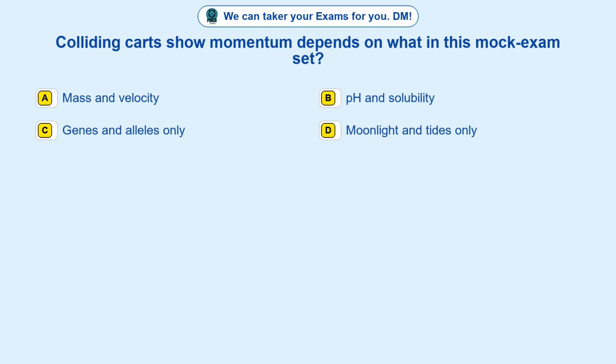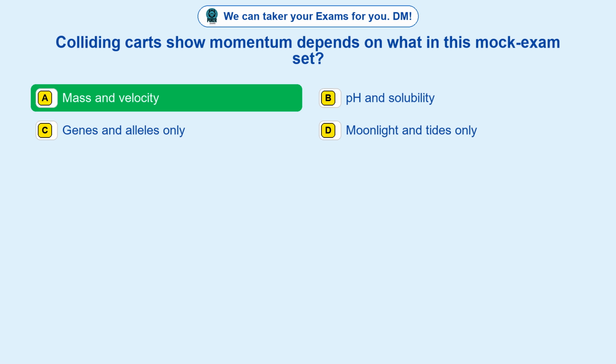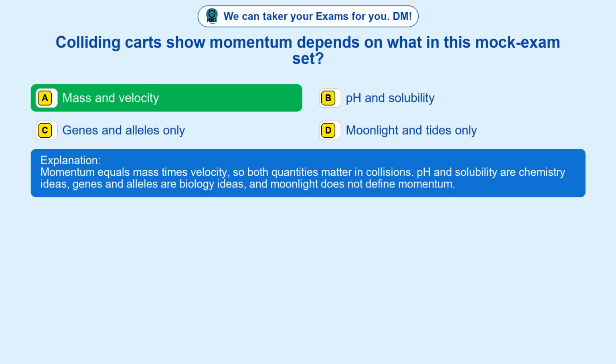Question 62. Colliding carts show momentum depends on what in this mock exam set? Option A, mass and velocity. Option B, pH and solubility. Option C, genes and alleles only. Option D, moonlight and tides only. The correct answer is option A, mass and velocity. Momentum equals mass times velocity, so both quantities matter in collisions.